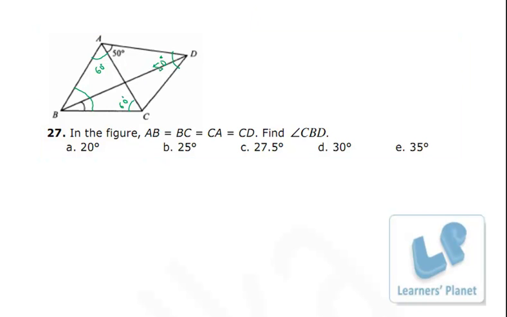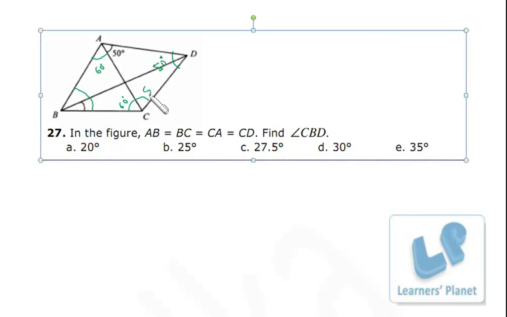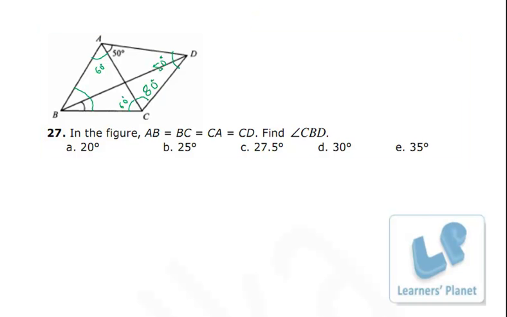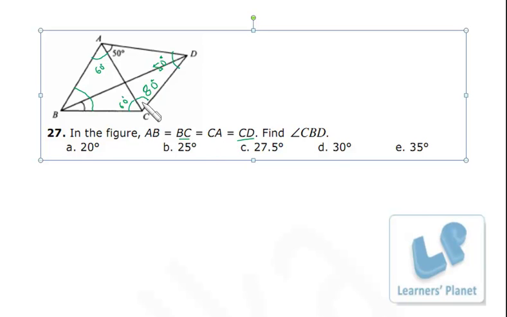Now in triangle ACD, this is 50 degrees, this is 50 degrees. So the total is 100. So it must be 80 degrees. Okay. Now in triangle CBD, CB is equal to CD, and this angle is 140 degrees. So this plus this plus this must be 40 degrees. Since both of them are equal, each one of them should be 20 degrees. Okay.